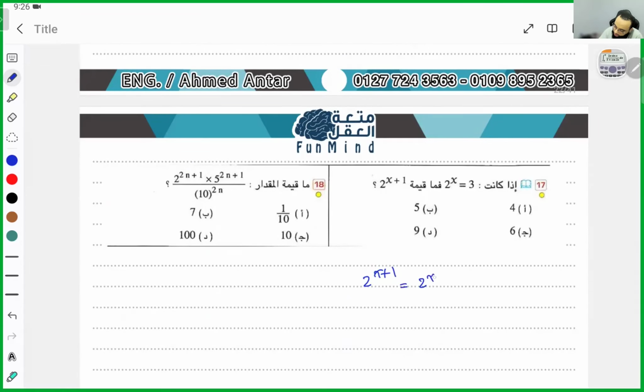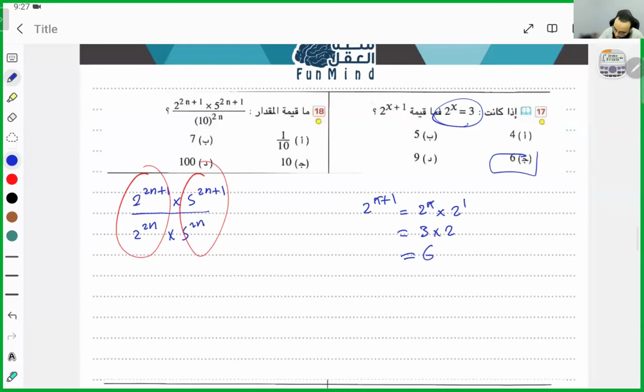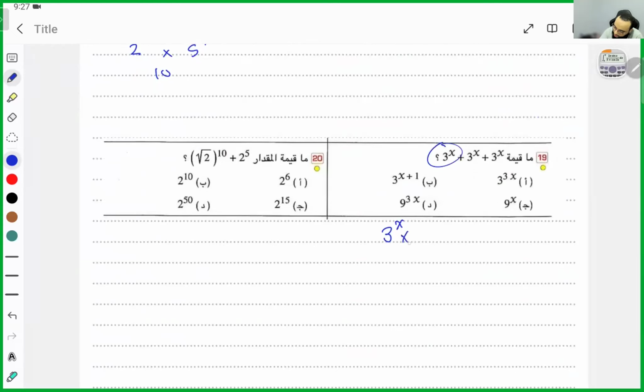It's 2 to the power of x times 2 to the power of 1. And he gives you 2 to the power of x as 3. Then it's 3 times 2, which is 6. We solve it like this. We can write instead of 10, 2 to the power of 1 times 5 to the power of 1. The powers are subtracted, so it's 10. 3 to the power of x repeated 3 times, then it's times 3, then it's 3 to the power of x plus 1. Add 1 for the power.